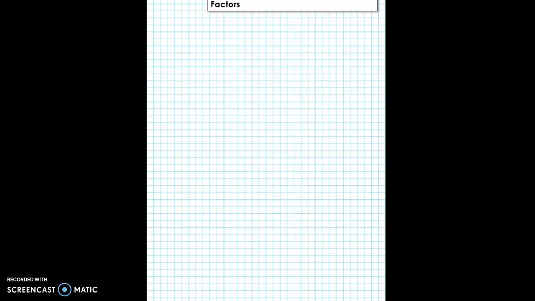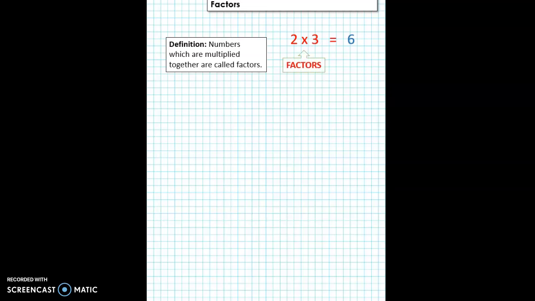Today we will look at factors. Factors are numbers that are multiplied together to give you a product. 2 times 3 are the factors of 6, which is the product.